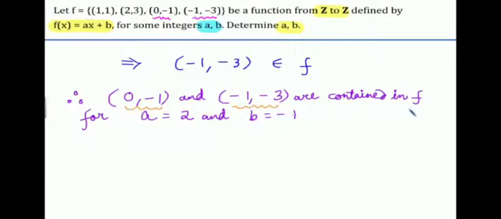So our answer is final: a is equal to 2 and b is equal to -1.